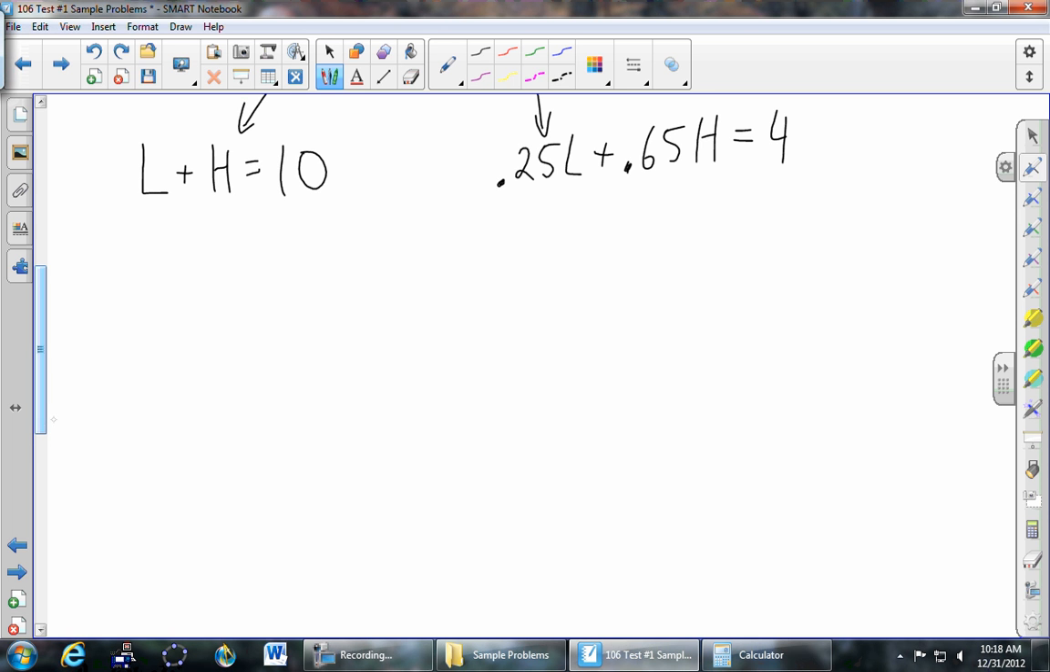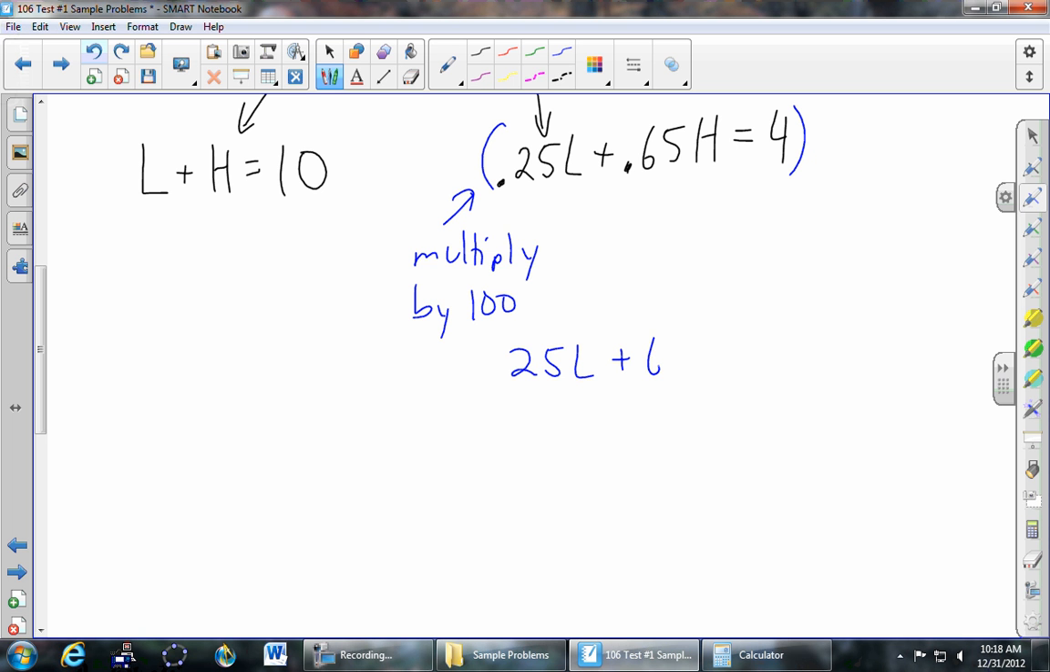Don't have to worry about the chemistry or any other stuff at this point. I don't like having all these decimals, so I'm going to multiply everything in this equation by 100. Remember, multiplying by 100 moves the decimal point 2 places to the right, which would give me a 25L right there, which is more friendly for me. So we get 25L plus 65H. Don't forget to multiply the right-hand side by 100 as well. So I've got that. And then my other equation is L plus H equals 10.